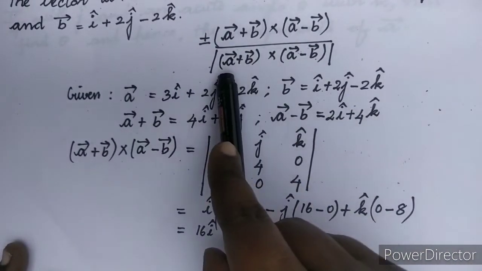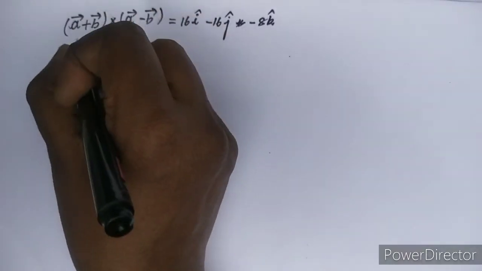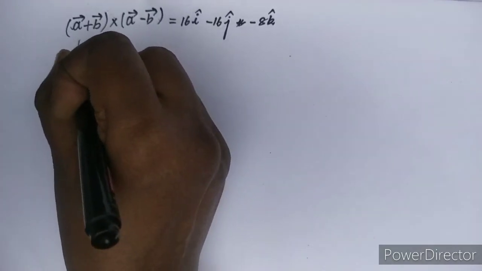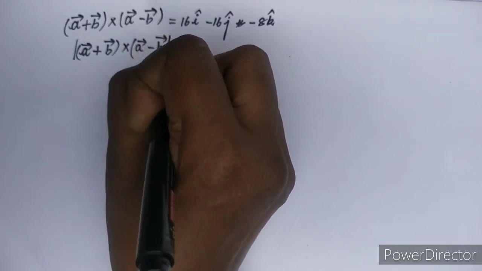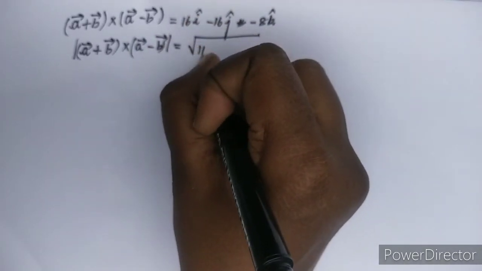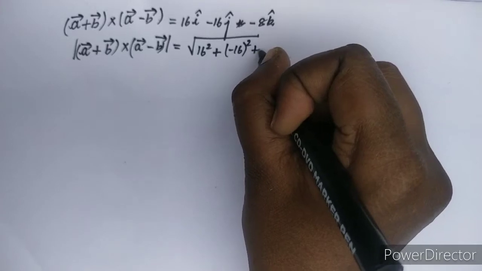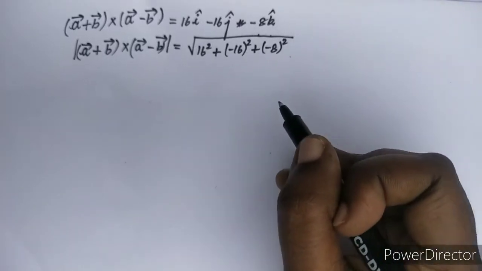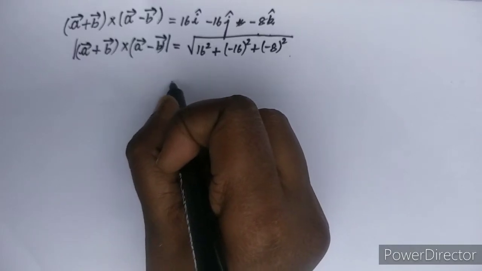Next we have to find magnitude of A vector plus B vector cross A vector minus B vector. Magnitude of A vector plus B vector cross A vector minus B vector is equal to root of 16 square plus minus 16 square plus minus 8 square. We are going to simplify this one. We can write 16 square as 2 square into 8 square.